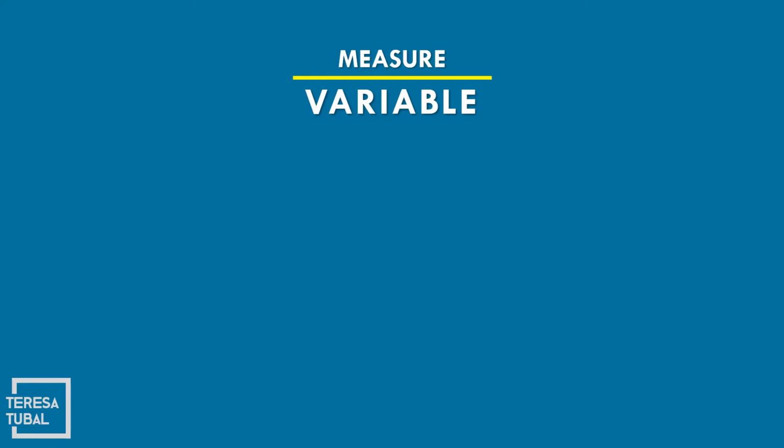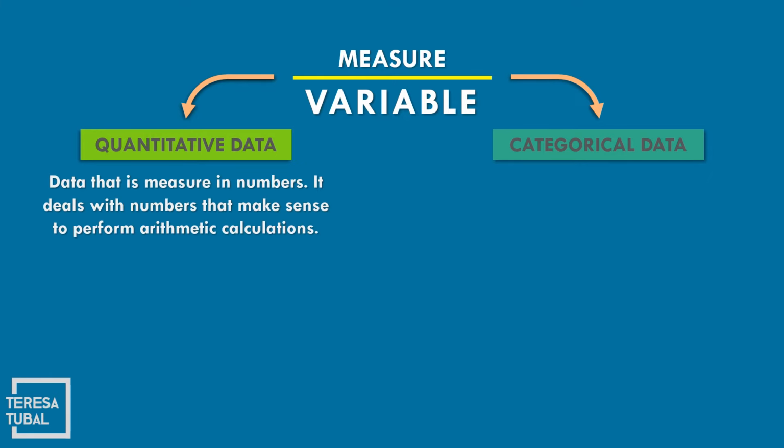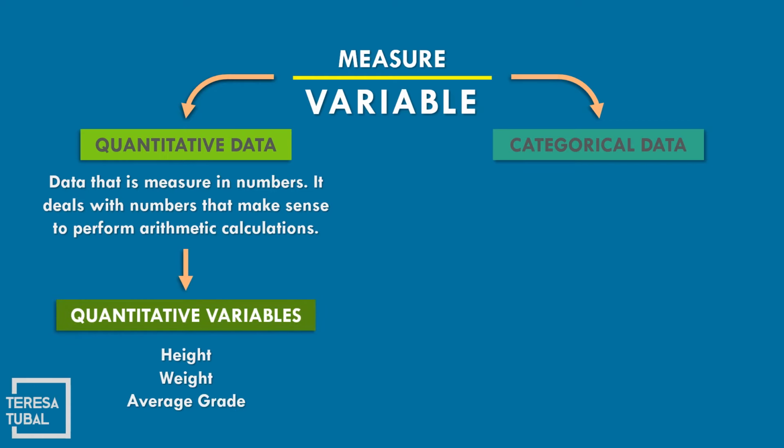If we measure a variable, we have two types. First, that is categorical data. Second, that is quantitative data. What is quantitative data? Data that is measured in numbers, it deals with numbers that make sense to perform arithmetic calculations. Examples of quantitative variables are the height, the weight, and the average grade.